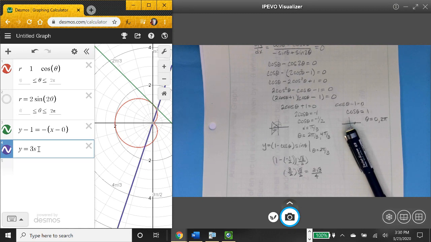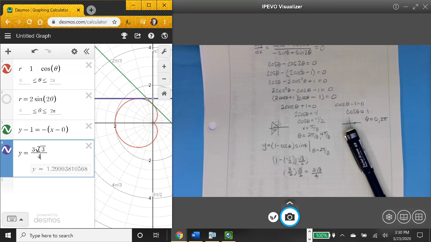3 square root 3 divided by 4. Oh, yay! It worked! It worked! It worked! There it is.